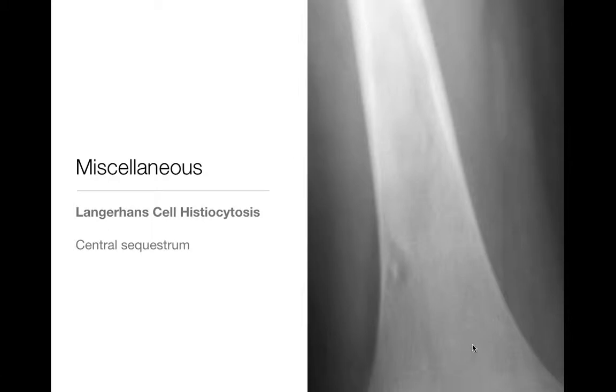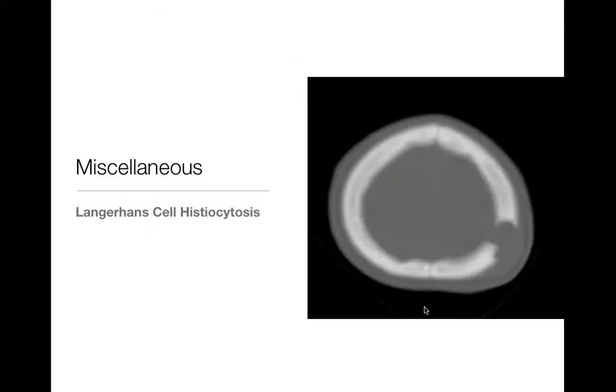You're going to be stuck giving a differential in this case, but that's one of the appearances of Langerhans cell histiocytosis. Look for other areas of involvement in the bone, because it may be multifocal, and they may have involvement in other organ systems as well too. It doesn't just affect the bones.